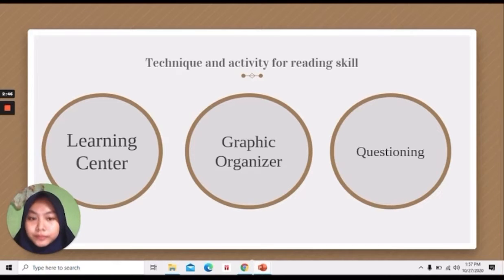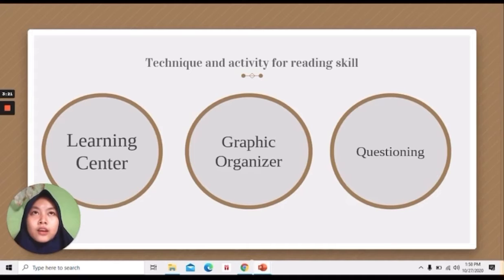Kemudian the last one is questioning. What is questioning? So in questioning, there will be a question and there will be an answer. So the teacher will give students a text, then students will make a question related to the text before they read it. So di questioning ini siswa itu nanti diberi misalnya dikasih gambar gitu kan. Terus dibikin pertanyaan sesuai gambar atau sesuai teksnya.